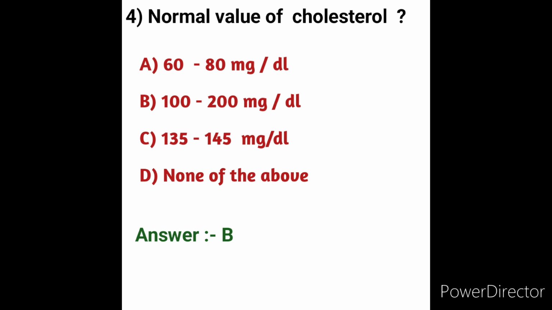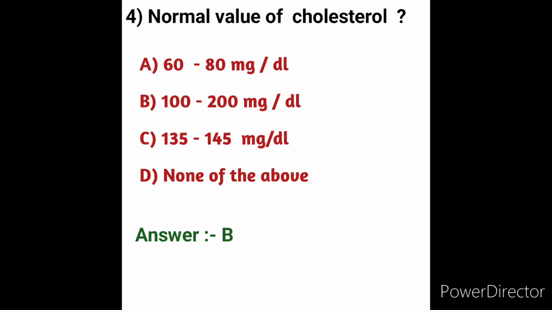The normal range of cholesterol is less than 200 mg, which is correct here. Option B, total cholesterol level of less than 200 mg/dL is normal. 200 to 239 is borderline high cholesterol level in blood.